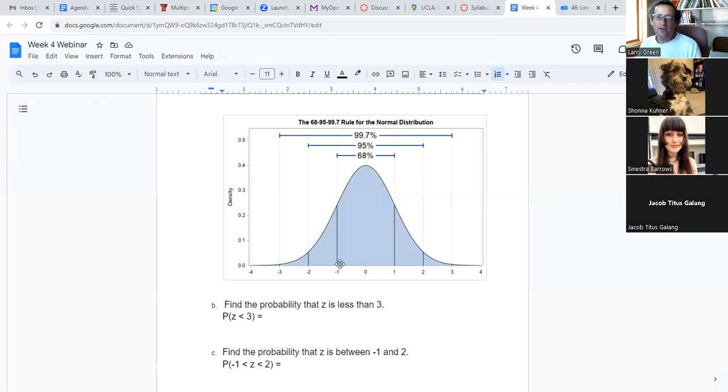And again, we know that between -1 and 1, it's 68%, -2 and 2 is 95%, and -3 to 3 is 99.7%. So what's the probability that we're less than 3, which is all of that? Everything to the left of 3. Any thoughts on how we might do that? This one actually takes a little bit of work. Nothing too brutal, but it takes some thinking.